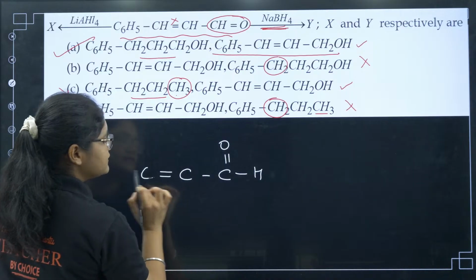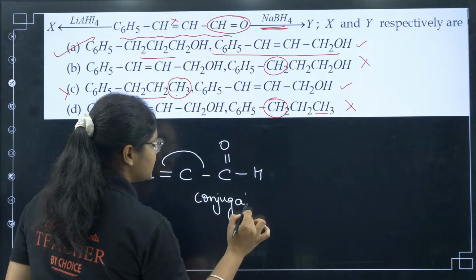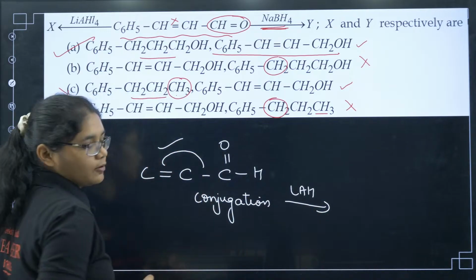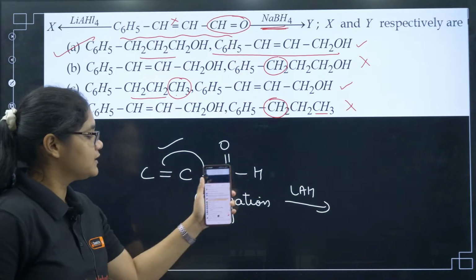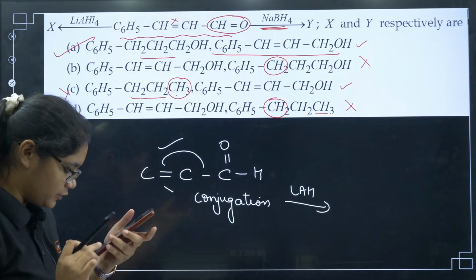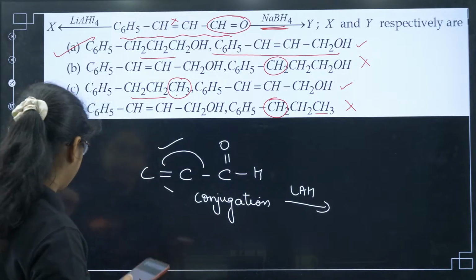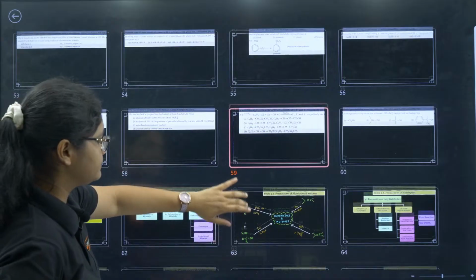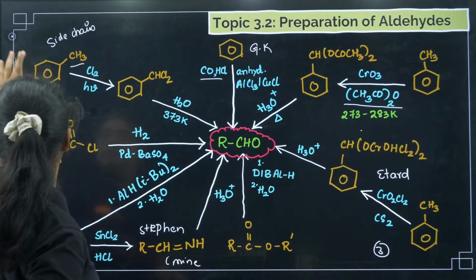So dear, listen here, if you have C double bond O and the next carbon has a double bond, it means there is a conjugation. If there is a conjugation, in that case LAH can reduce the double bond, only in that case. Generally LAH does not reduce the double bond, but if there is a conjugation, as you can see there is a conjugation here, so that double bond will be reduced. LiAlH4 can reduce that double bond. Clear? I hope this is clear for everyone. Now let's move.